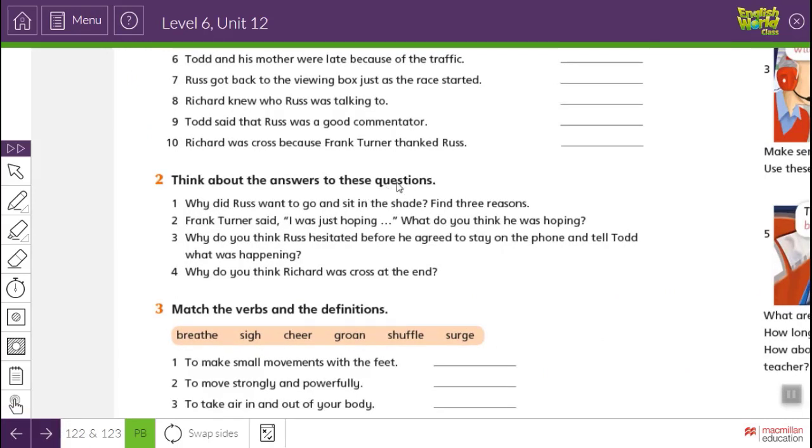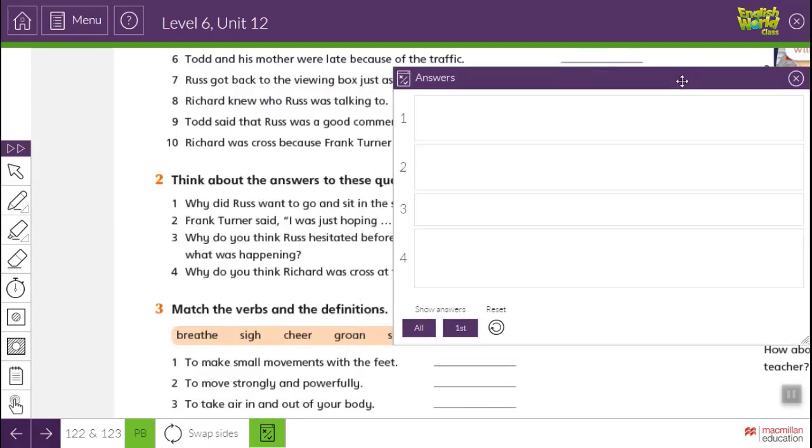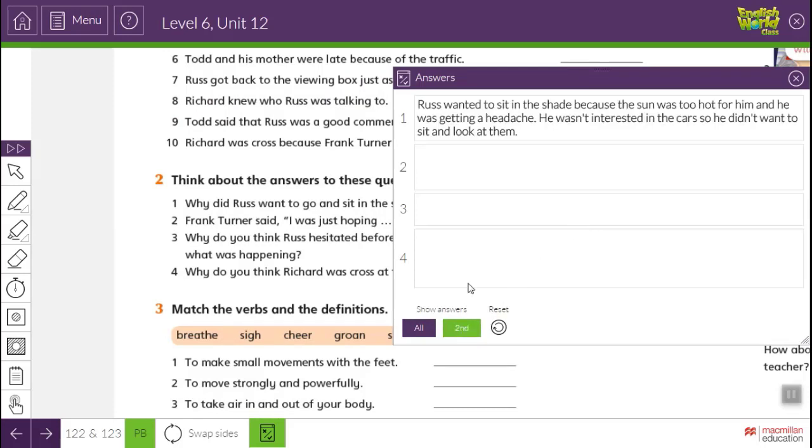Think about the answers to these questions. Number 1. Why did Ross want to go and sit in the shade? Find 3 reasons. You can go back to the text, find the answer, and then come back to make sure that your answer is correct. This is an answer. Ross wanted to sit in the shade because the sun was too hot for him, and he was getting a headache. He wasn't interested in the cars, so he didn't want to sit and look at them.